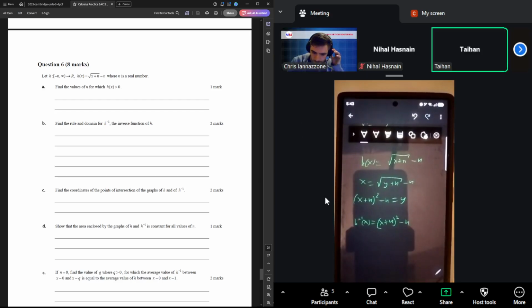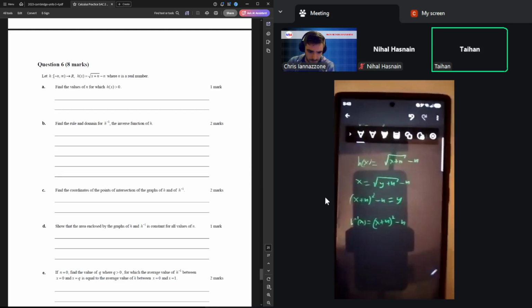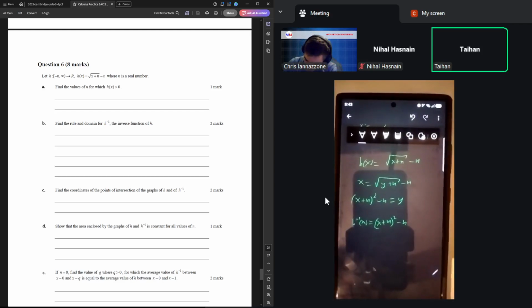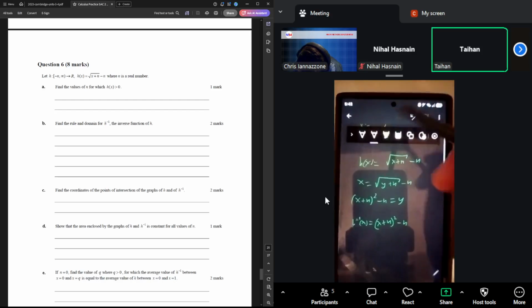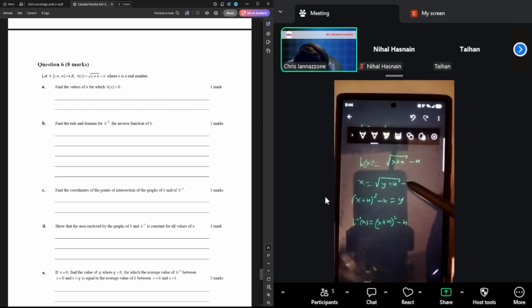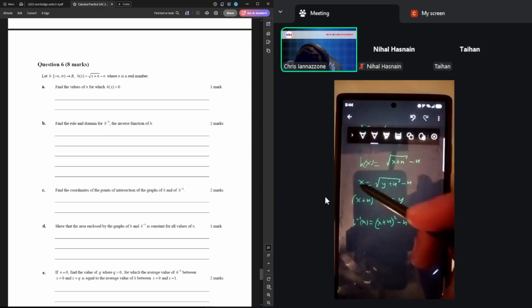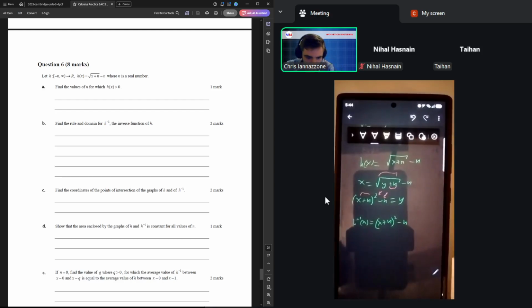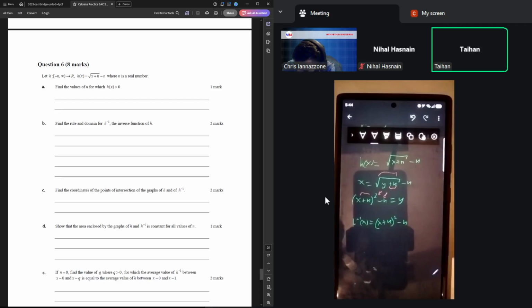Wait, what was your simplification from the x to root y plus n minus n to the next part? So I kind of did a lot in one go, that makes sense. So first plus n to both sides, that's this bit. Then you're left with the root, so you square both sides, that's this bit. And then you've got the plus n left over, so that's this bit. Yeah, oh, okay, I see. Yeah, kind of just did it all in one go there.